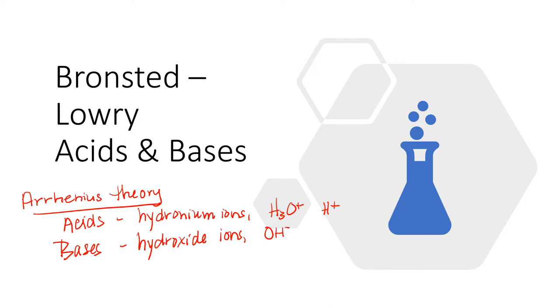And bases, sorry about that handwriting there, are substances that produce hydroxide ions in water. These are great definitions for some substances, but there are other substances that still have the properties of acids or bases that go beyond this. And that's where Bronsted-Lowry acids and bases can come in. It broadens the definition, broadens the amount of substances that can be called acids and bases.